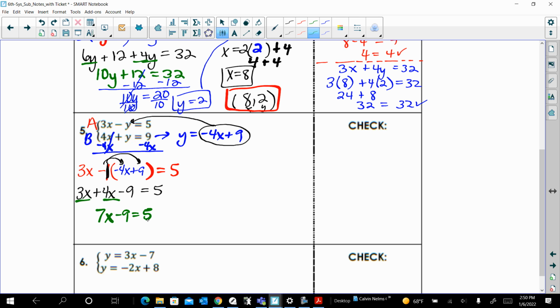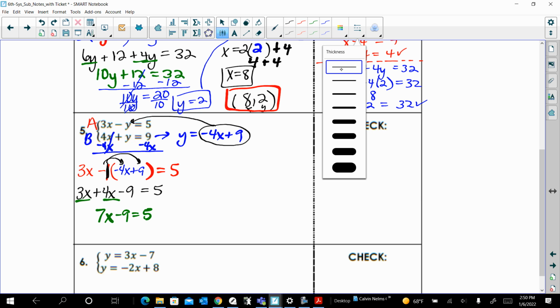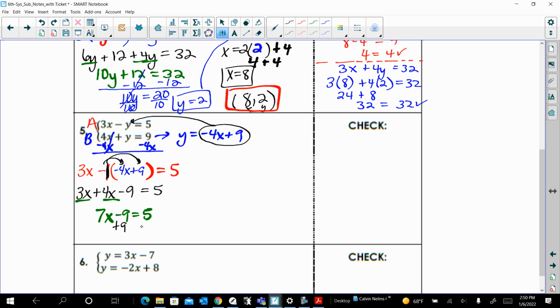Okay, so now to solve for this variable x, we need to isolate it by doing the opposite of this constant, which means instead of having a minus there, we're doing the opposite. So that's plus 9 and plus 9 on both sides. So the 9's cancel, giving us 7x equals 14, which we know x equals 2 when we do that.